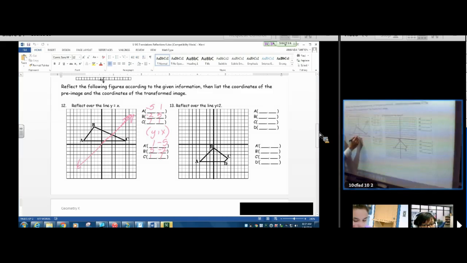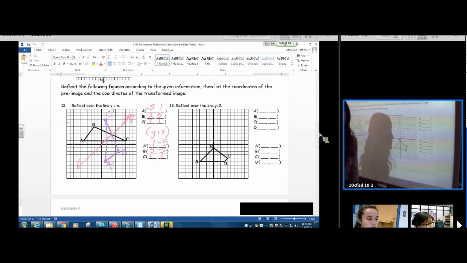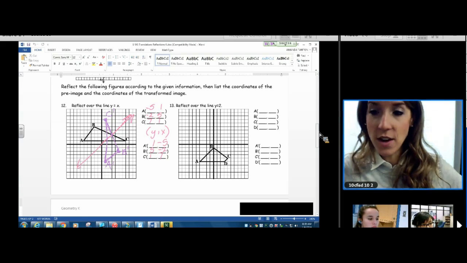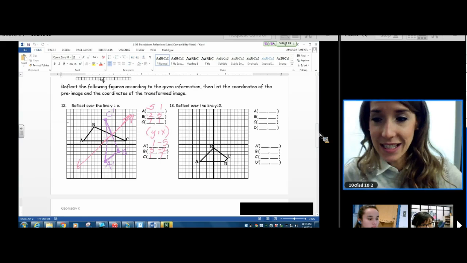All right, so 1, 1, 2, 3, 4, 5. That is A prime. 5, 1, 2, 3, 4, 5, 1, 2. B prime. And C is 1, 1, 2, 3, 4, 5, 6, 7. C prime. Connect the dots. Doesn't that look cool? So that is that obtuse triangle. I think it's obtuse, yep. Reflected over the line y equals x. And yes, it's going to overlap.